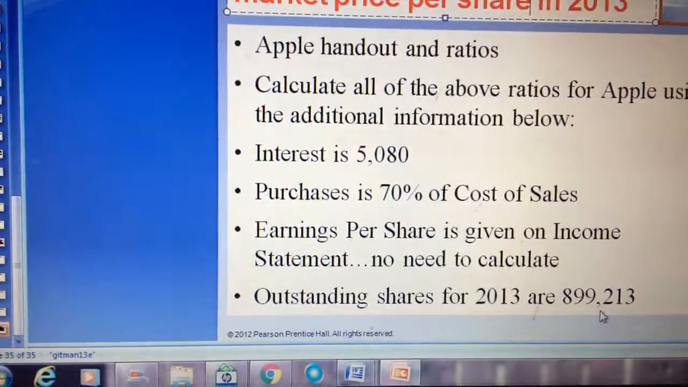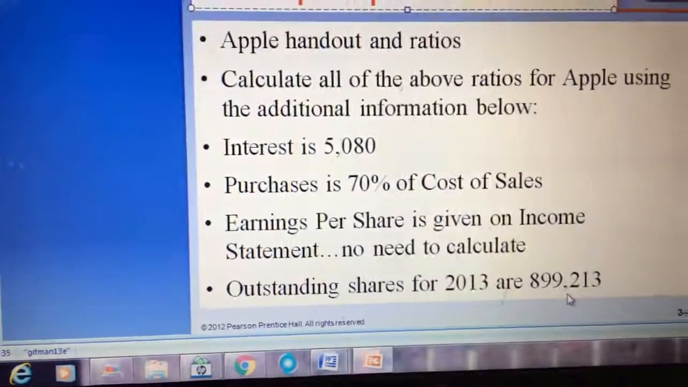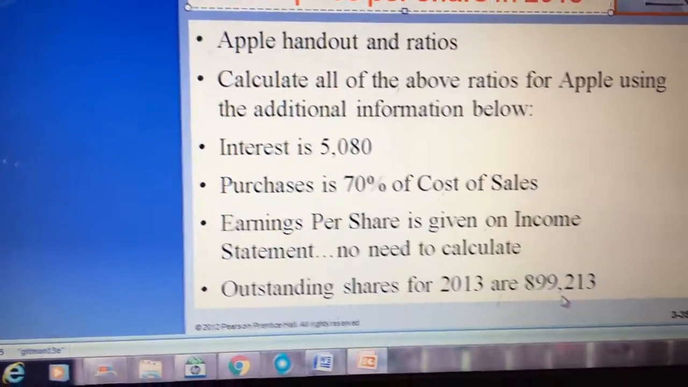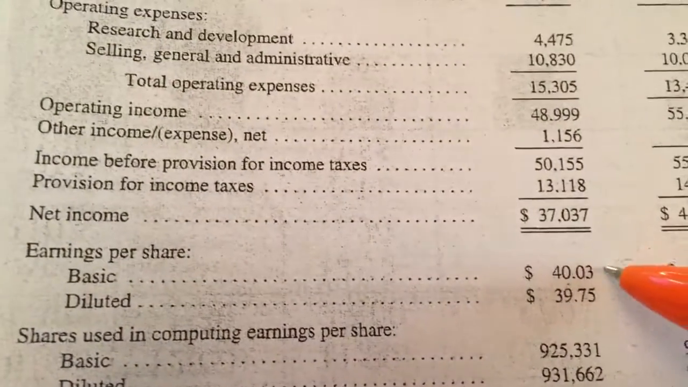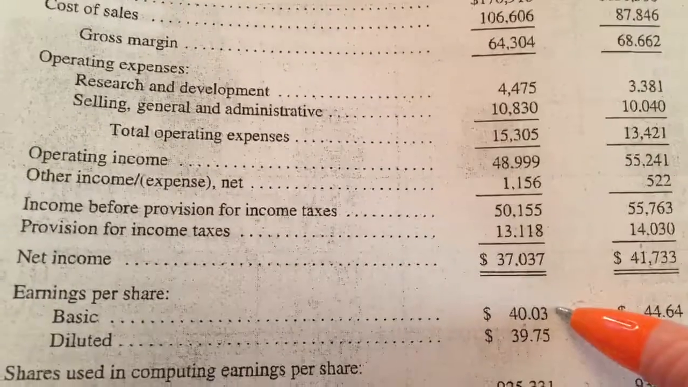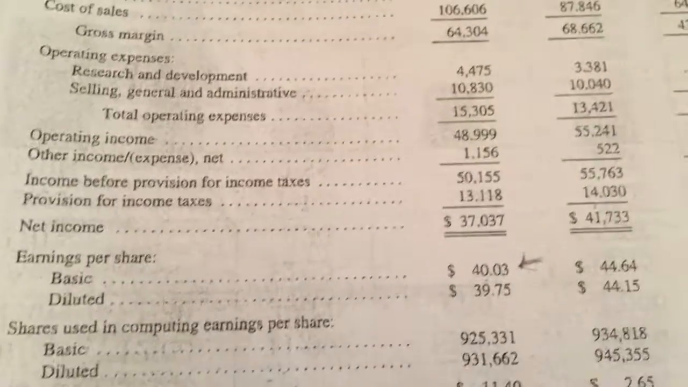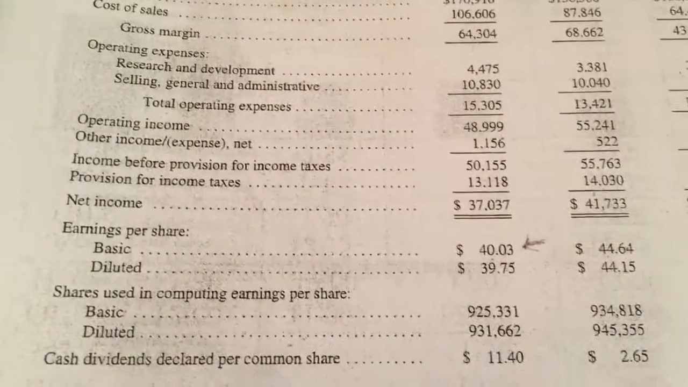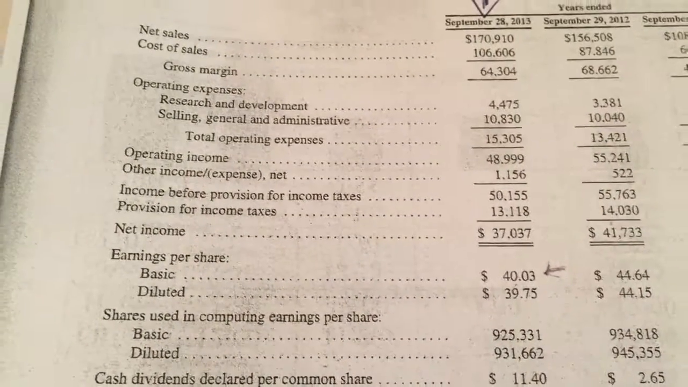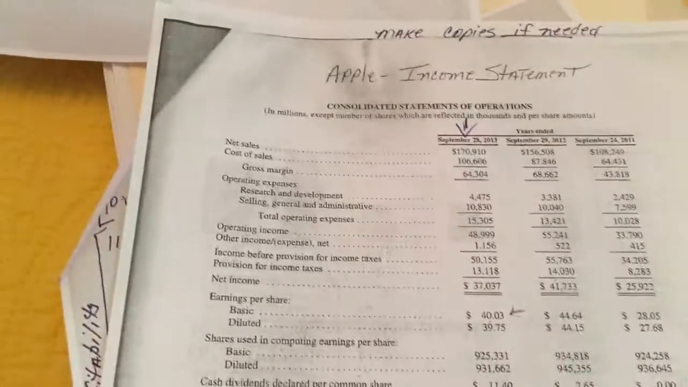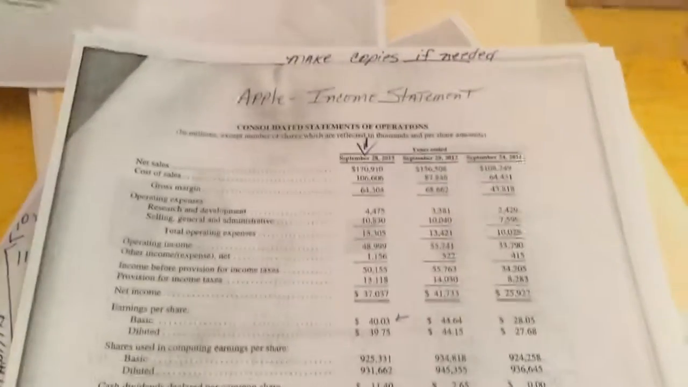Earnings per share for Apple is on the income statements. Let me show you where that is. Come to your Apple statements. You need to get those. Earnings per share, you want to use the basic earnings per share there, $40.03. Take these numbers, and what I want you to do is the calculations for Apple for these three ratios, and hang on to those.